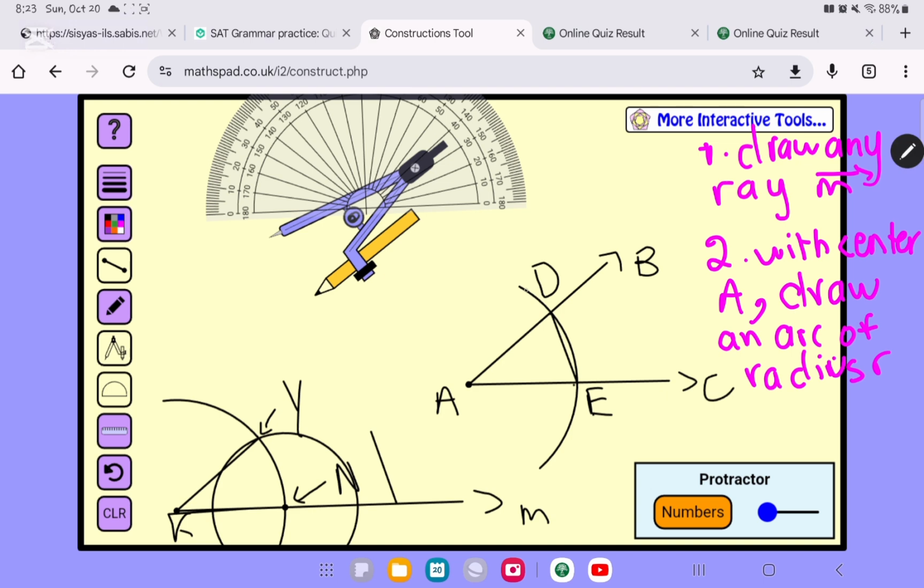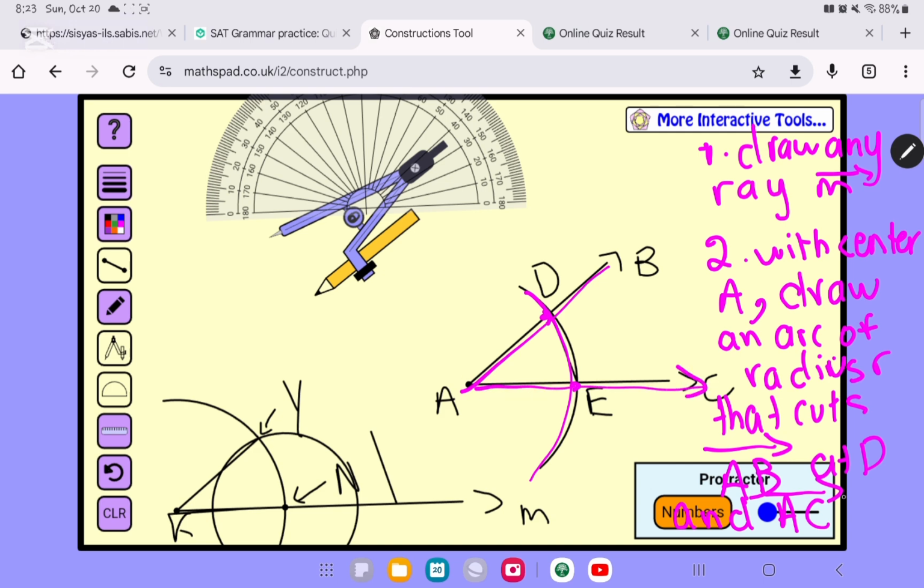Now this arc with radius R, it cuts what? It cuts the segment AB at which point? At D. And the segment AC at which point? At E. So the first step, we drew any ray M. Second step, with the center A and an arbitrary radius R, we drew an arc that cuts AB at D and AC at E.